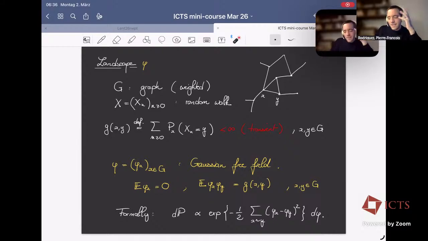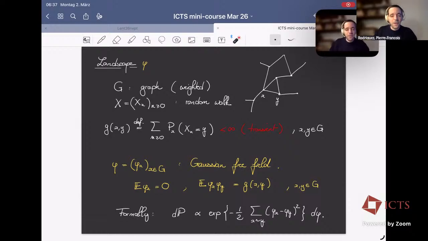This is a way to think about it, which is a little bit dangerous sometimes, because it can lead to somehow wrong intuition. But especially in transient setups, this is actually not a bad picture to have in mind. So this is basically the landscape that we're going to use.